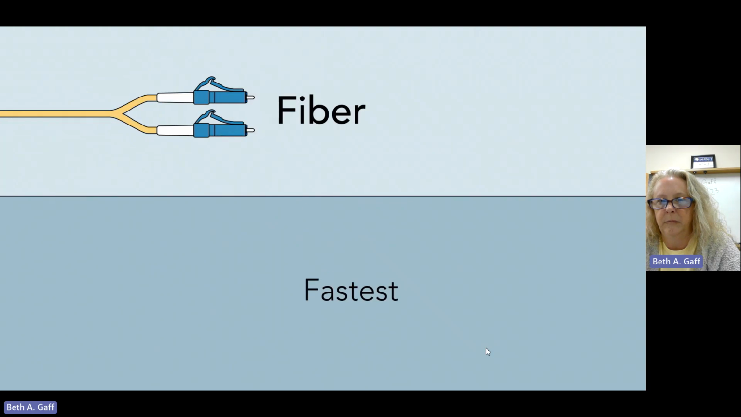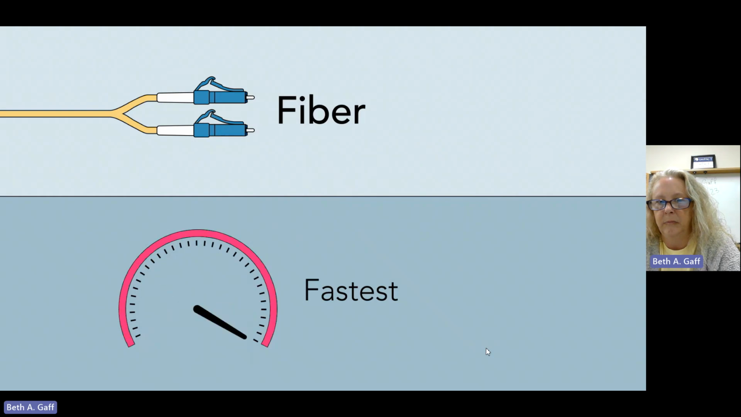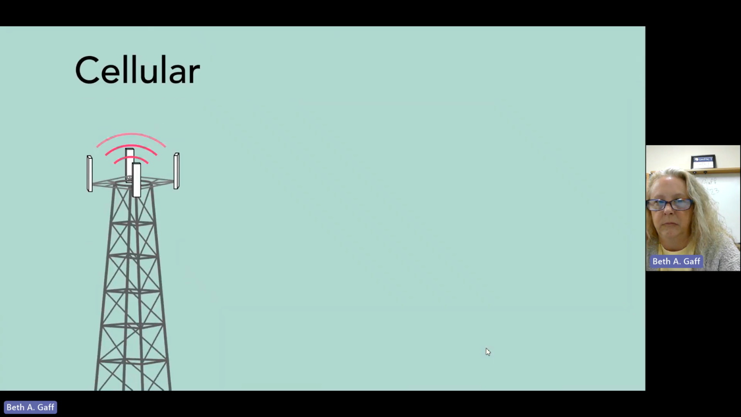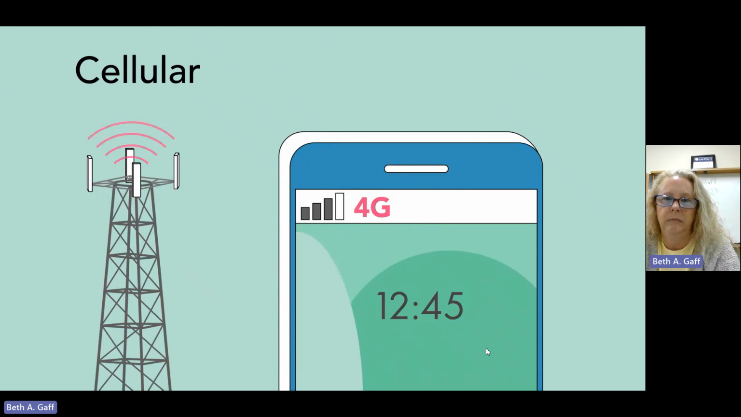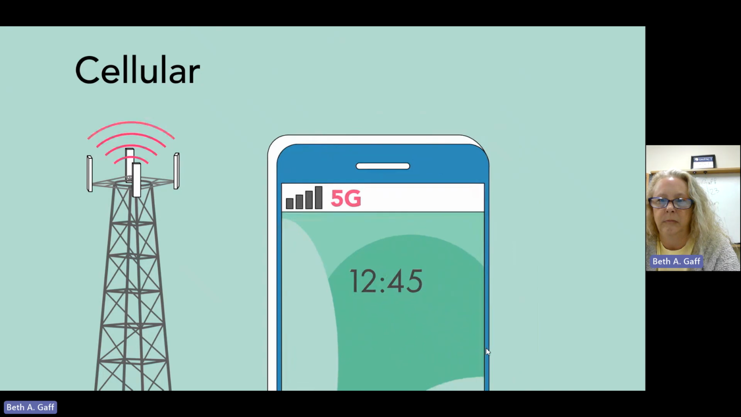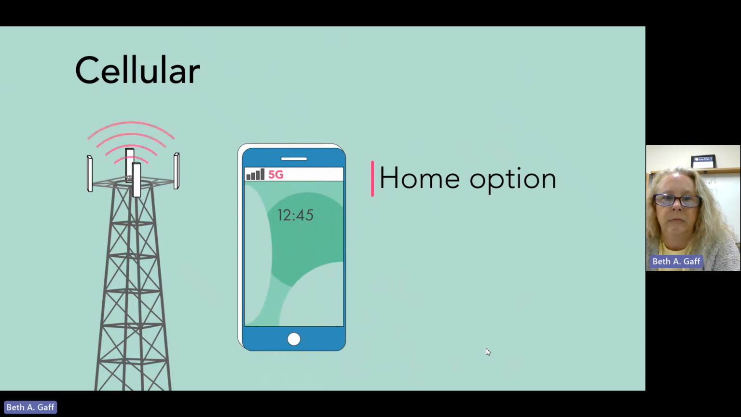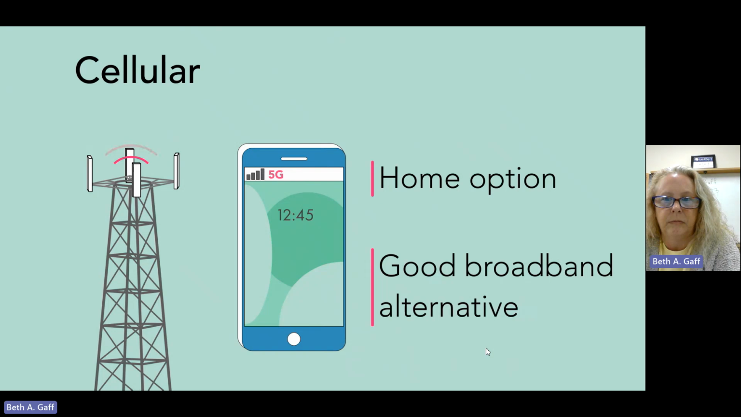Fiber is the fastest type of broadband currently available. Using fiber optic cables, it can provide speeds that exceed even DSL or cable. However, it may not be available where you live, and it tends to be more expensive. Cellular is sold under a few different names, including 4G, LTE, and 5G. They're types of wireless internet connections often used by smartphones, but you can also get these types of connections for your home. Depending on where you live, a cellular connection may be a good broadband alternative.